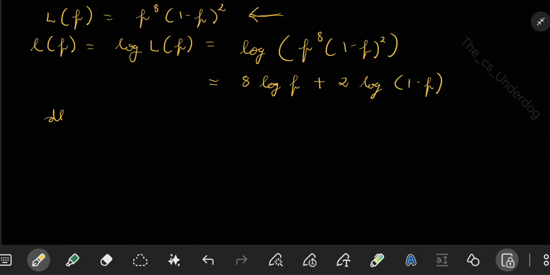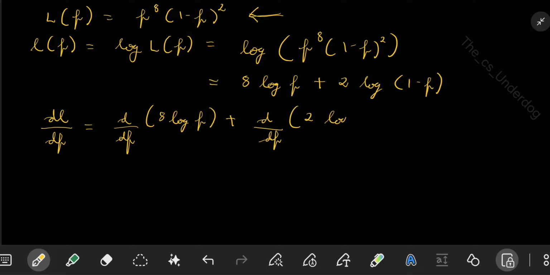If you take dl by dp, you are differentiating with respect to the parameter p. Then what will this become? It will be d by dp of 8 log p plus d by dp of 2 log (1 minus p). What will be the solution here? When you differentiate 8 log p with respect to p, what will you get? You will get 8 by p, because log x when you differentiate will become 1 by x.